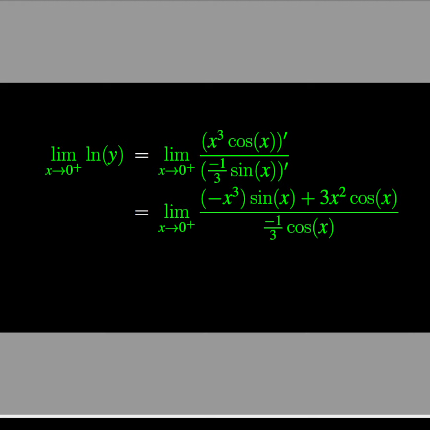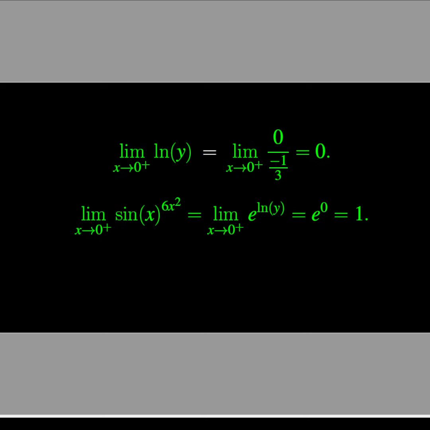The derivative of x cubed times cosine of x is minus x cubed times sine of x, plus 3x squared times cosine of x, and the derivative of minus 1 over 3 times sine of x is minus 1 over 3 times cosine of x. When we take the limit as x goes to 0 plus of minus x cubed times sine of x, plus 3x squared times cosine of x, the result is 0. And the limit as x goes to 0 plus of minus 1 over 3 times cosine of x is minus 1 over 3. In sum, the limit as x goes to 0 plus of logarithm of y is 0.